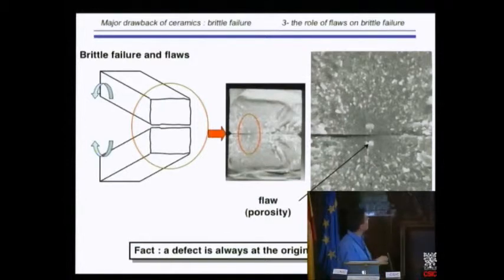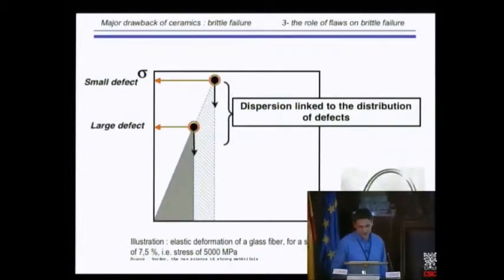So for example, here is a 4-point bending test, and then we have breakage. And looking carefully at the surface of failure, we can see a flaw, we can see a pore here. So we have to take into account the flaws. If we have large defects, the strength will be low. If we have small defects, the strength will be much higher. And let's imagine that we have no flaw in a ceramic. You should have very, very large strength.